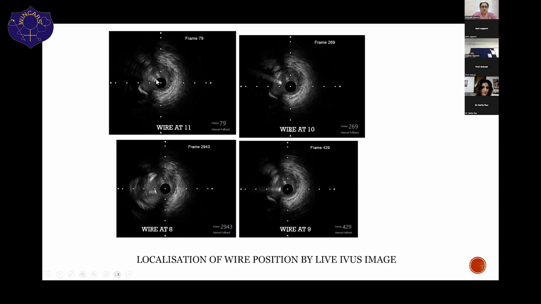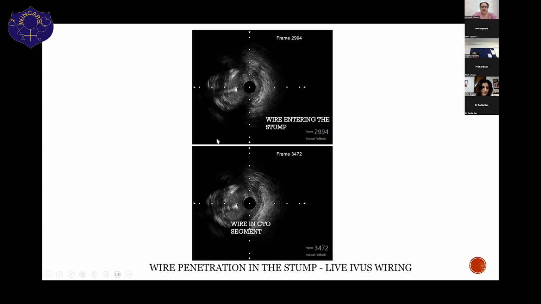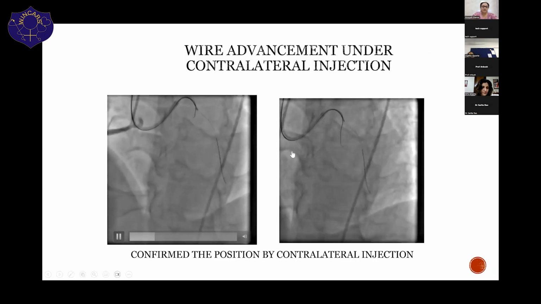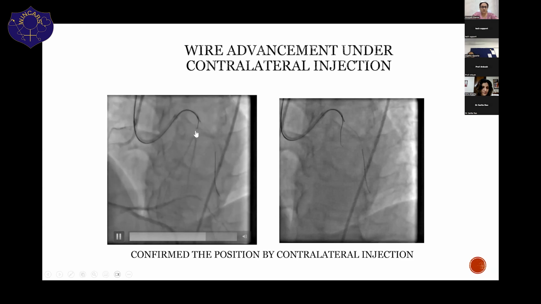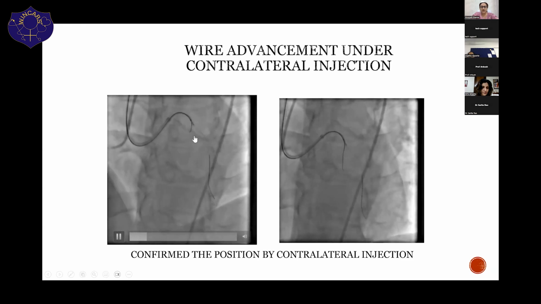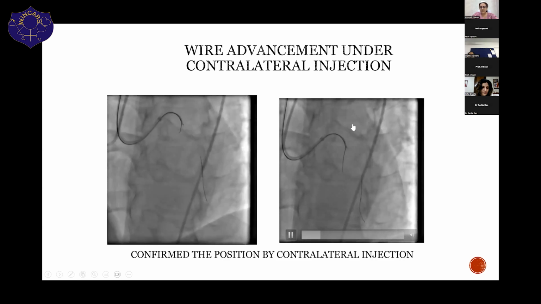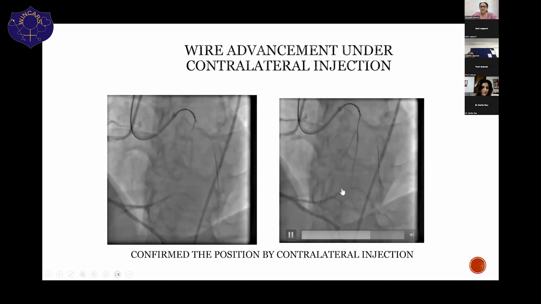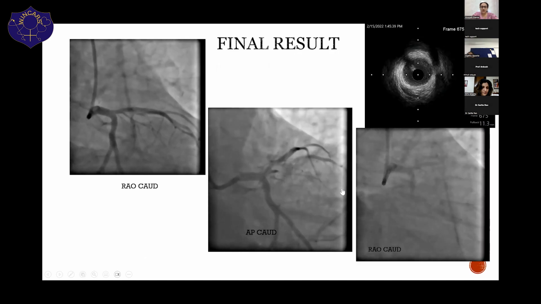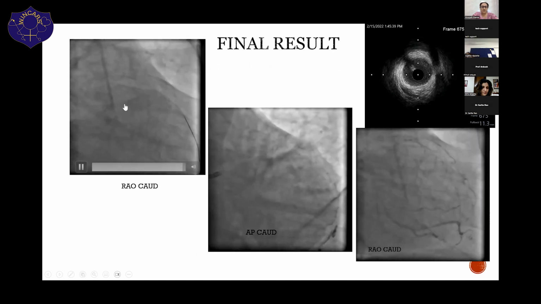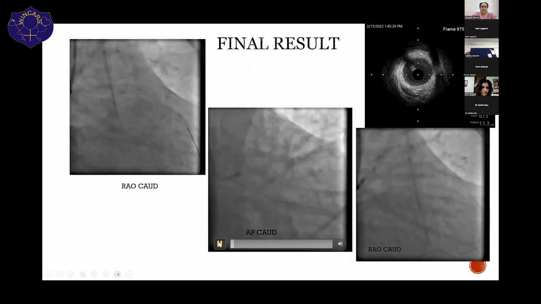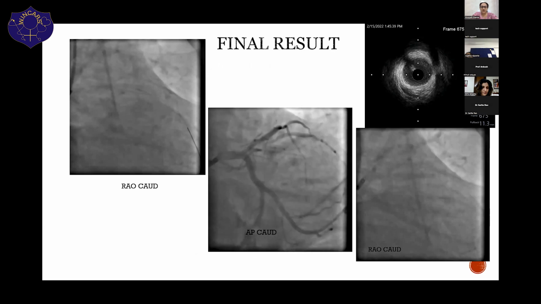This is a snapshot with the wire at the 11, 10, 8 or 9 o'clock position. This was the wire penetration, in which we can clearly see that the wire is entering the intimal part, that means the stump. This was also confirmed angiographically. We really don't know whether we are in the true lumen, but the IVUS was very sure that we entered the true lumen, and the wire was advanced under contralateral injection. Then we changed to a regular workhorse wire and deployed a stent in a provisional manner without touching the diagonal, because the diagonal didn't show any significant disease.